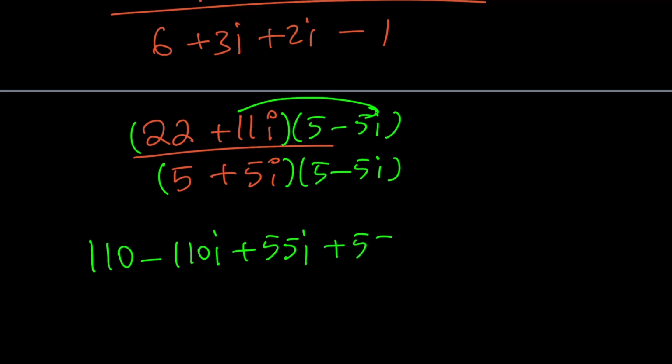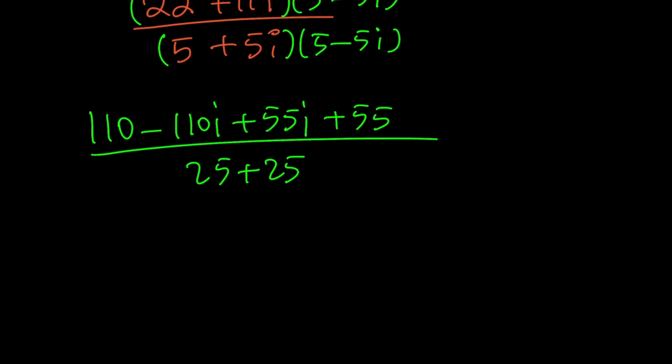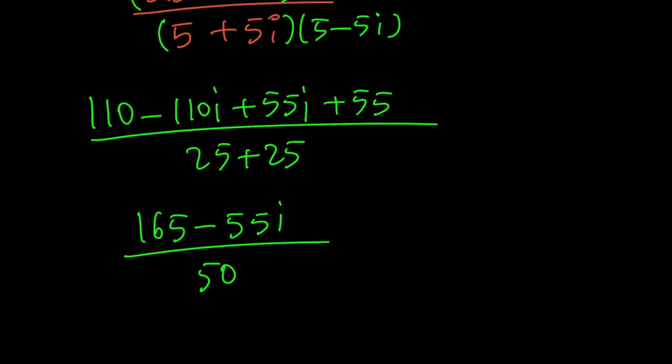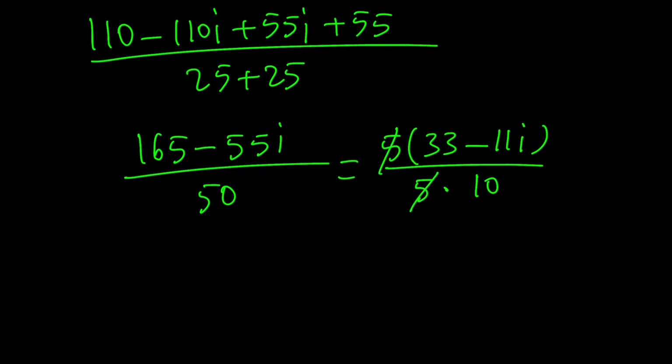So all you have to do is multiply the numbers and negate the answer. Divided by, these two are going to give me 25 plus 25. Make sense? a squared plus b squared. That's what it is. Now, let's go ahead and simplify this further. 110 plus 55 is 165. This is going to be minus 55i divided by 50. Now, we can definitely go ahead and divide everything by 5 if we do. So let's go ahead and factor out a 5 here. 33 minus 11i. And this is going to be 5 times 10. 5 cancels out. We end up with this. And then we write it as 33 over 10 minus 11 over 10i.